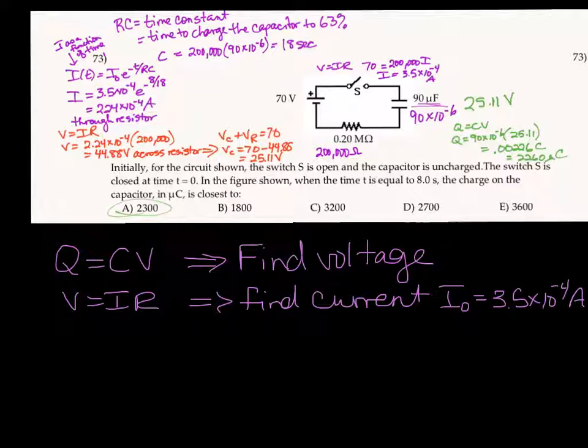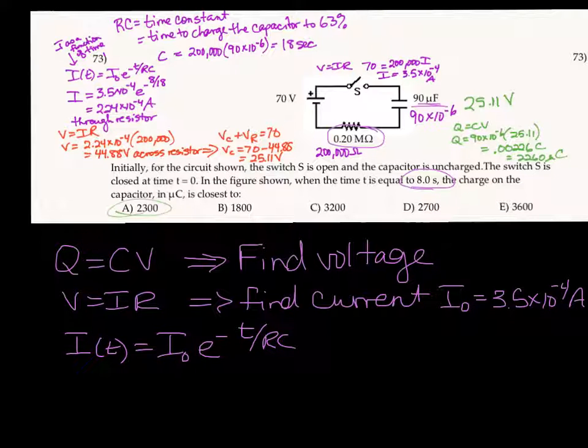So now that we know our initial current, we're going to use that the current at time t is equal to our initial current, e to the negative t divided by RC. Right. So the time is the 8 seconds. RC is our resistance times our capacitance. So that's what happened here.